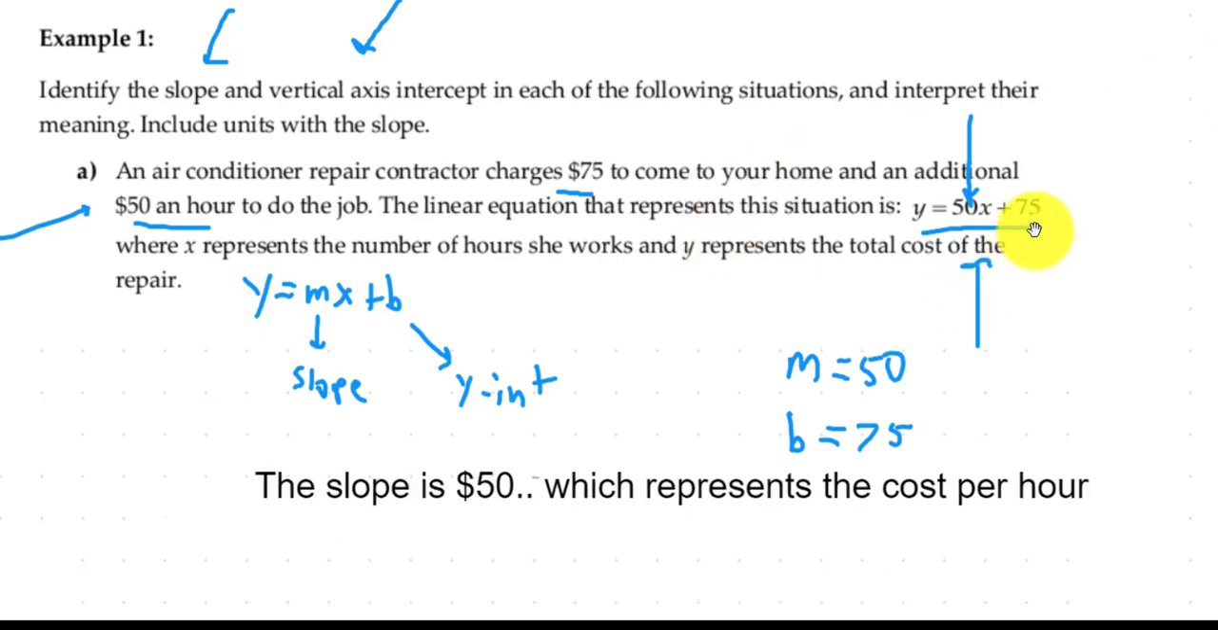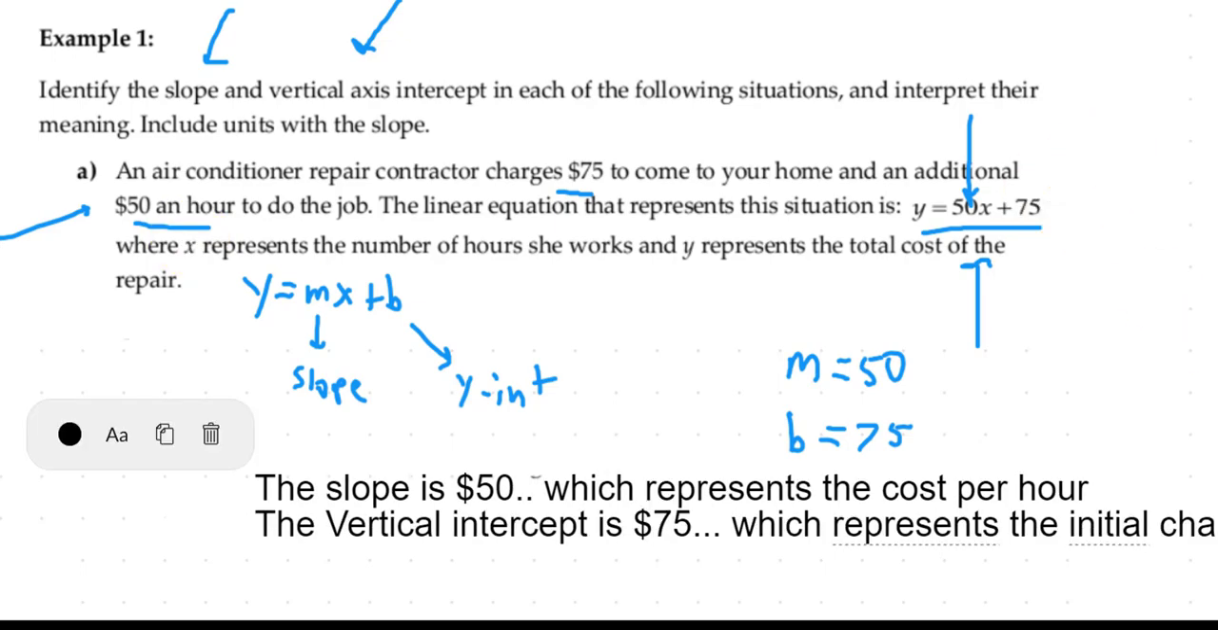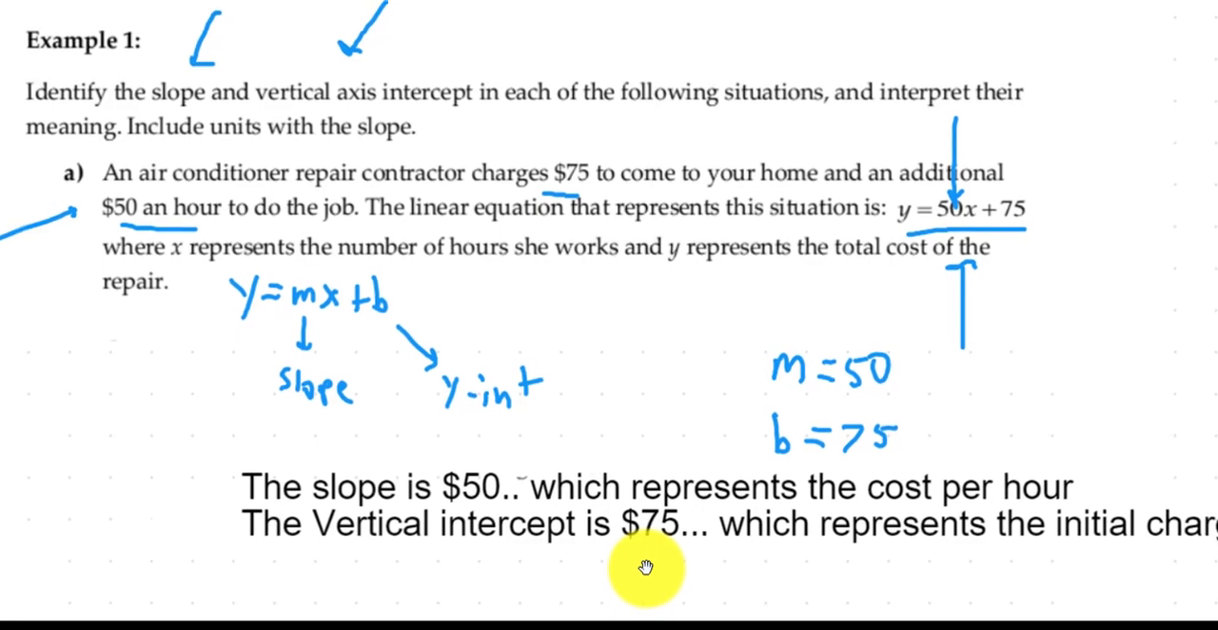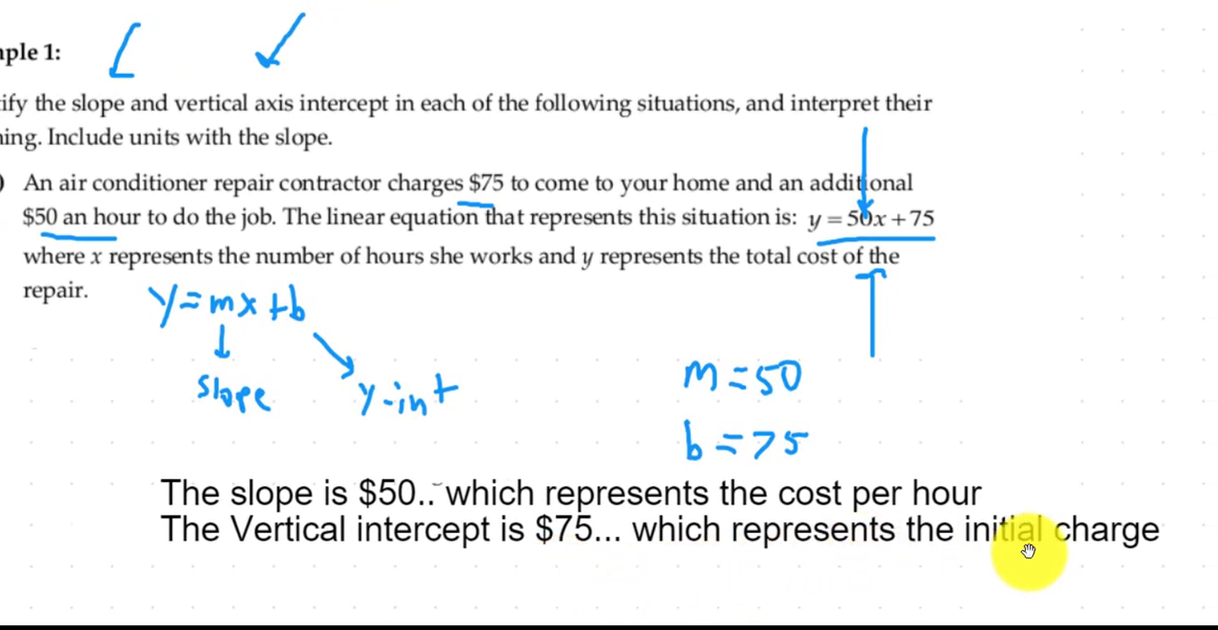The vertical intercept is the 75, right? Or we can call it the vertical axis intercept or the y-intercept. They both mean the same thing, it's the 75. And that's really the initial charge. When the contractor walks in your door, right away you owe $75. Then after that, you pay another $50 per hour. So I wrote the vertical intercept is $75, which represents the initial charge. As soon as the contractor walks in your door, you pay 75 bucks. Then you pay $50 per hour. And just remember, slope is really like your rate. The rate of pay in this case is $50 per hour. All right, let's try letter B.